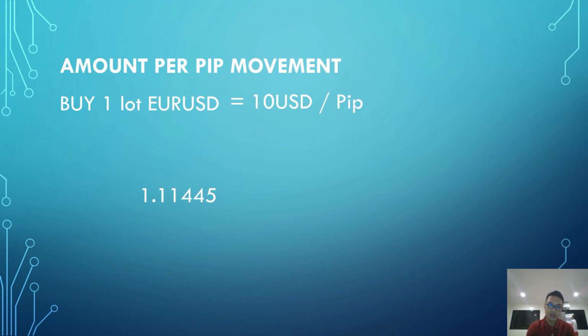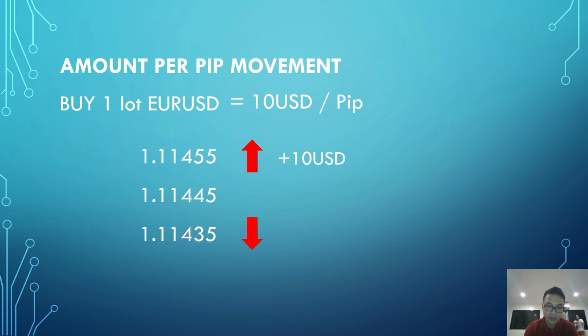So per pip movement means, if you bought at a price of 1.11445, it means that if the currency goes up by 1 pip, then your account is gaining 10 USD. If the currency goes down by 1 pip and you have a buy position, then your account is currently in negative 10 USD drawdown. So that's 1.11435. It's negative 10 USD. So positive 10 and negative 10.